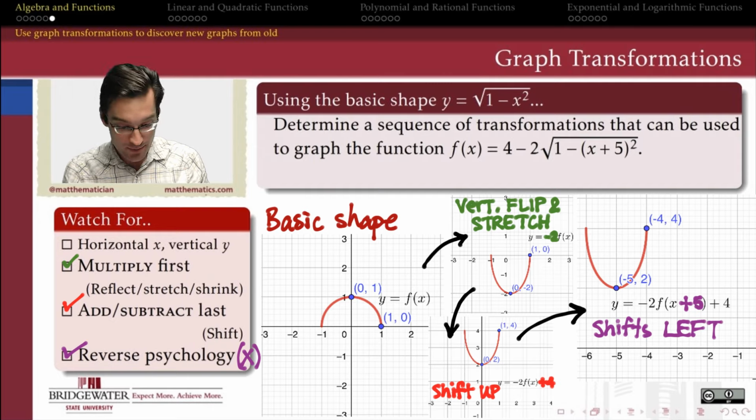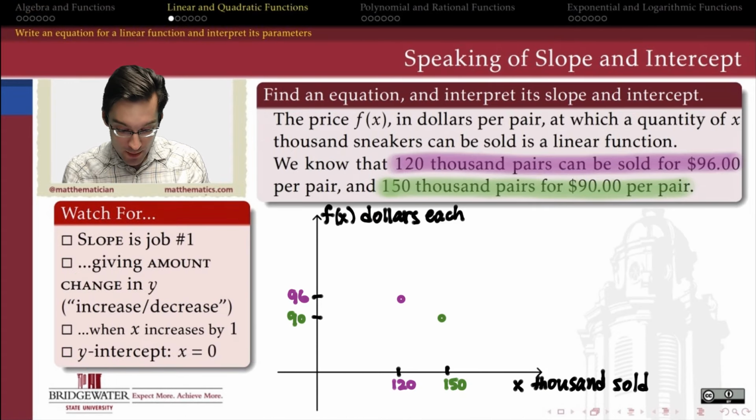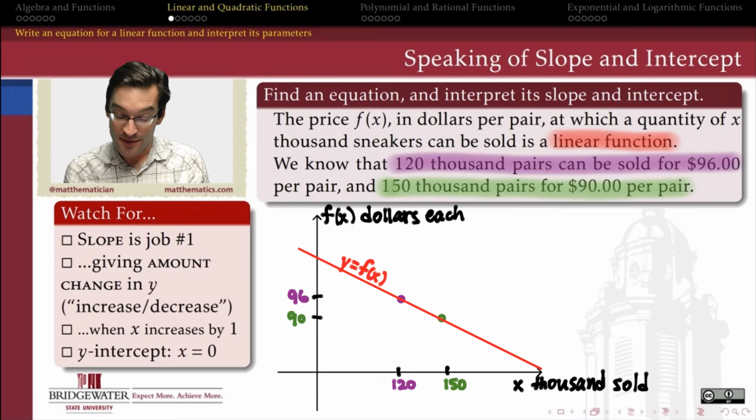So where did we go next in our B topics? Our B topics began by thinking again more carefully about linear functions and slopes and intercepts. So here's an example of a problem where we know the price in dollars per pair at which a certain quantity of sneakers can be sold. And we know it's a linear function, and we begin with 2 known data points. So how do I find a linear function that models that behavior? It's going to have a graph that is a straight line through those 2 points.